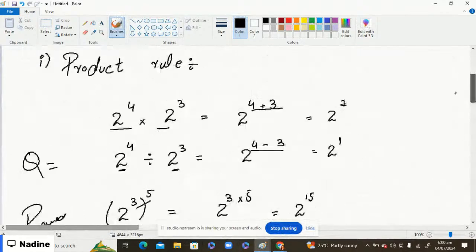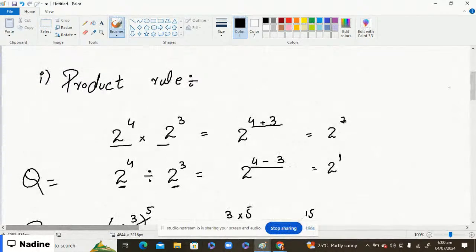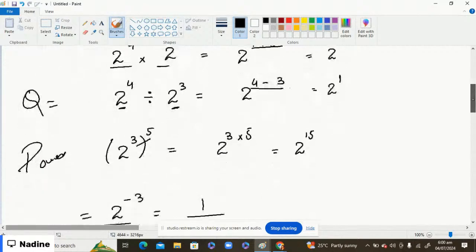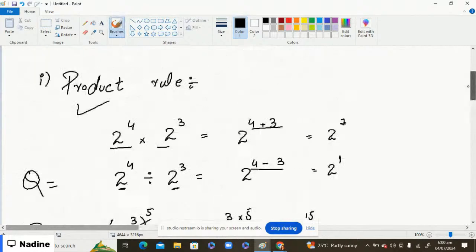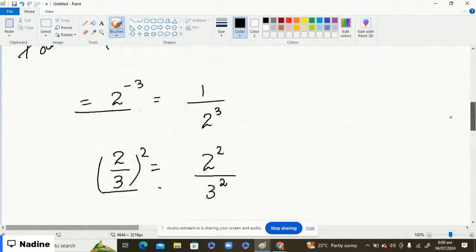So you guys make sure before starting the next session you practice all the questions related to these lessons, because these are important. And here are the exponent rules. If you want to write them down then you can check them out here. Product rule, then the quotient rule, the power rule. These are important.